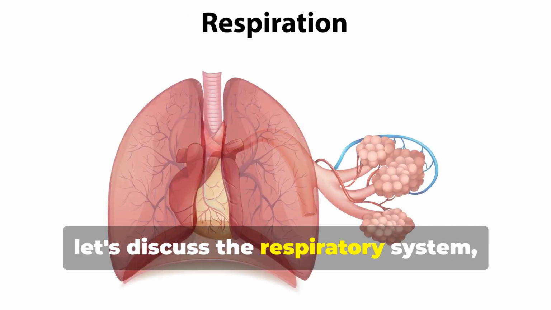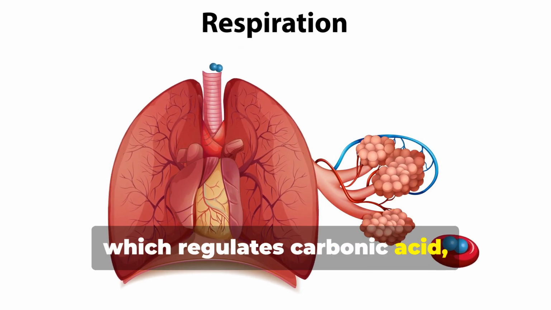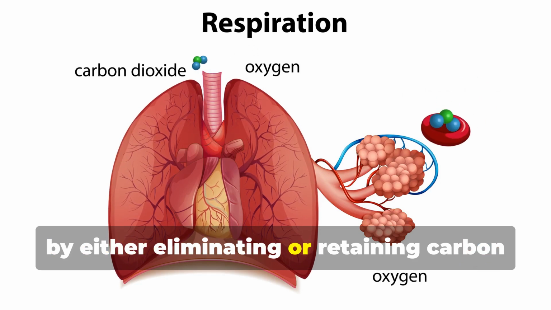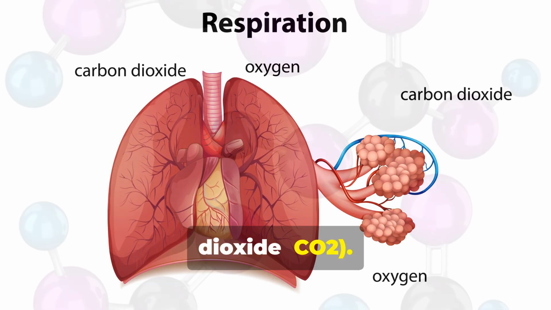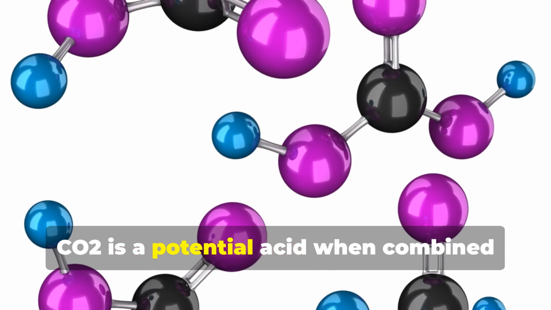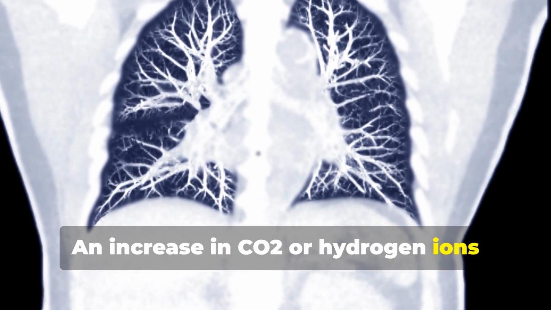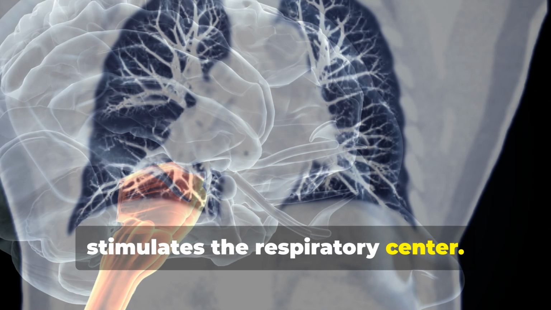Now, let's discuss the respiratory system, which regulates carbonic acid, a combination of carbon dioxide and water, by either eliminating or retaining carbon dioxide, CO2. CO2 is a potential acid when combined with water. An increase in CO2 or hydrogen ions stimulates the respiratory center.